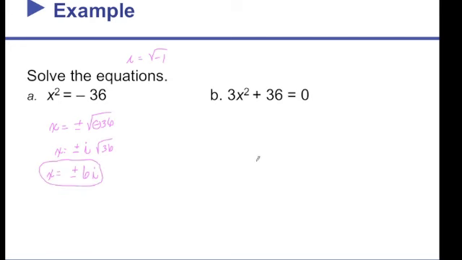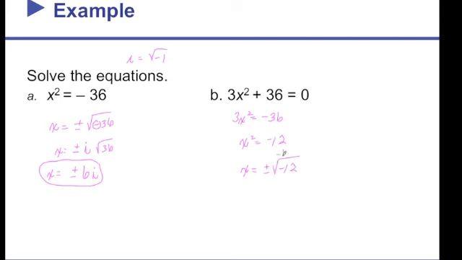Here we've got just an x squared. Let's get it by itself. 3x squared will equal negative 36. Divide by 3, x squared will equal negative 12. Take the square root of both sides, so I'll have plus or minus the square root of negative 12.